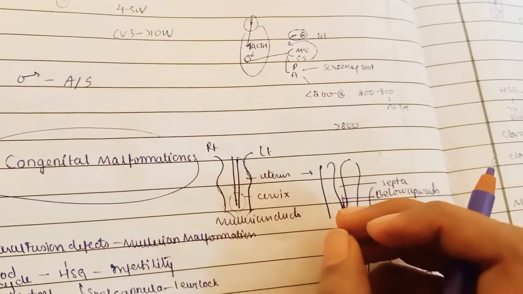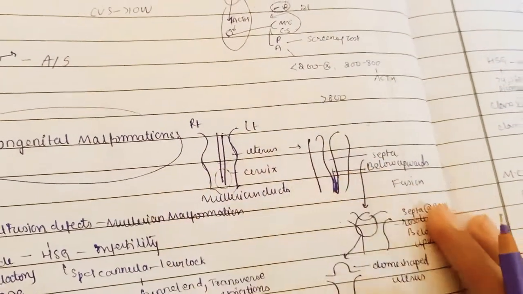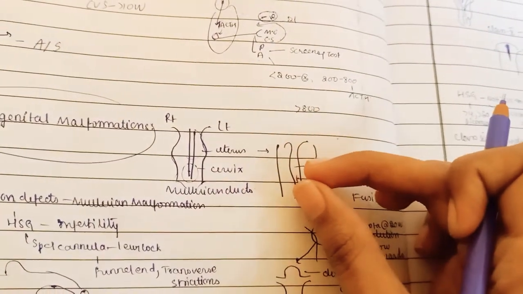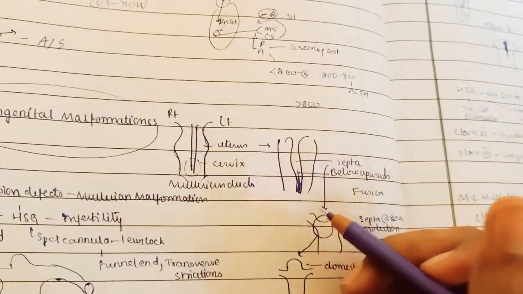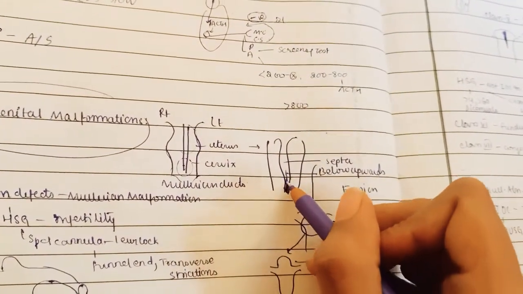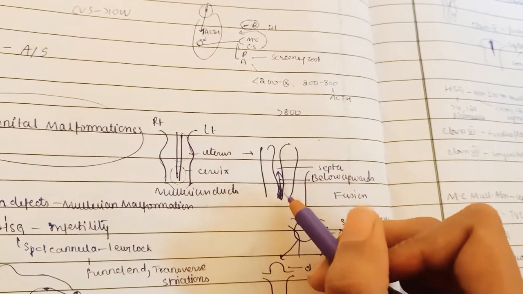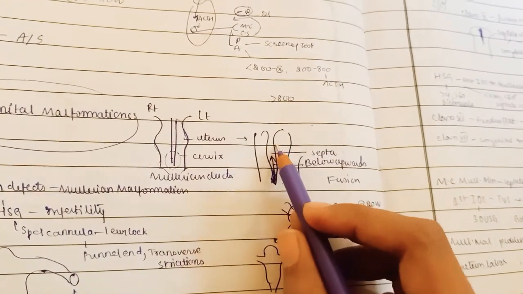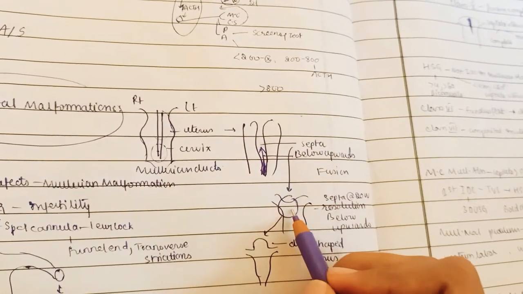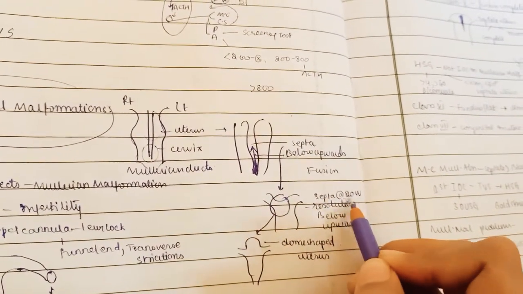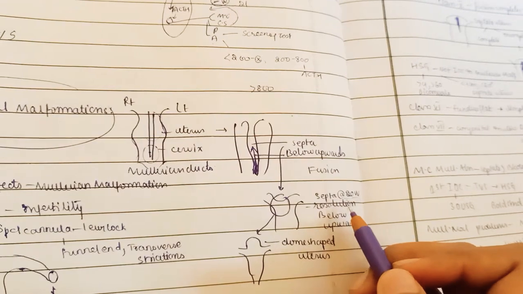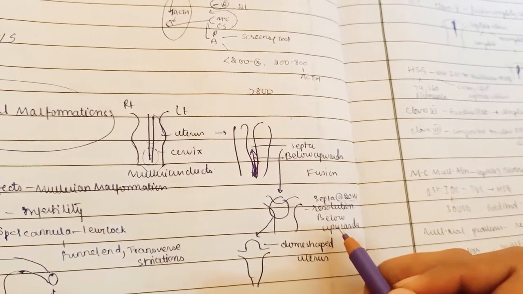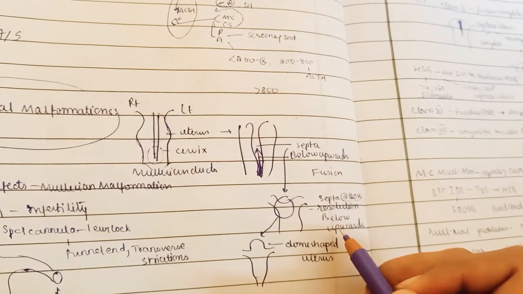So the fusion begins in the below upward direction. Actually, these structures should fuse now and form a structure. So the fusion begins from below, going upwards, and after that there is formation of septa, and the septa also should fuse so that a cavity forms. So the septa fusion will begin at 20 weeks. That is also called as septa resolution, and it is also going on from below upwards.